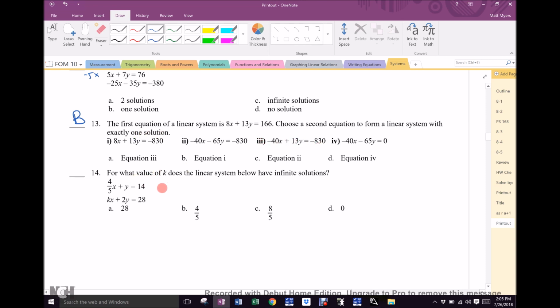And finally, for what value? This was really hard. Infinite solutions, which means they've got to be the exact same line. So 4 over 5x plus y equals 14. Put that into slope-intercept form. y equals -4/5 x plus 14.